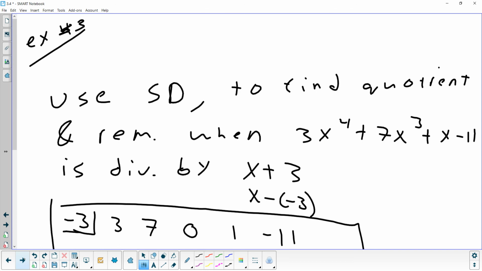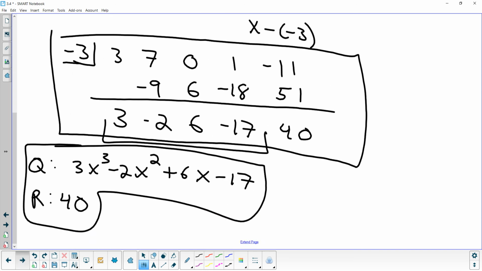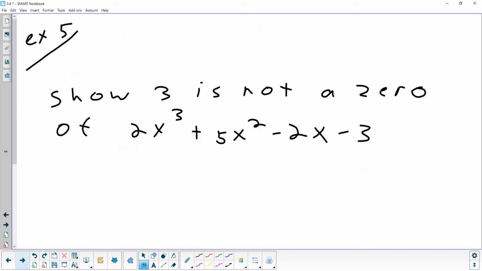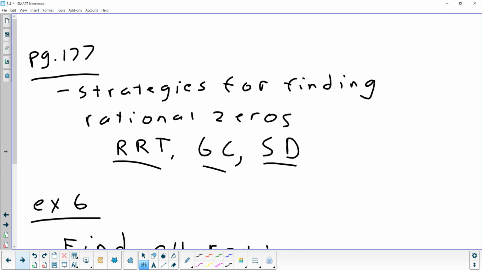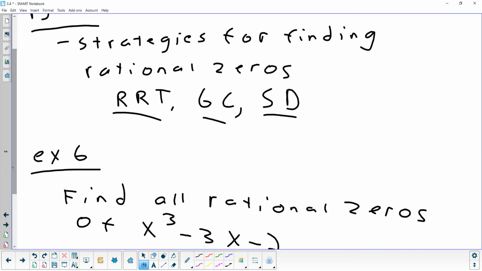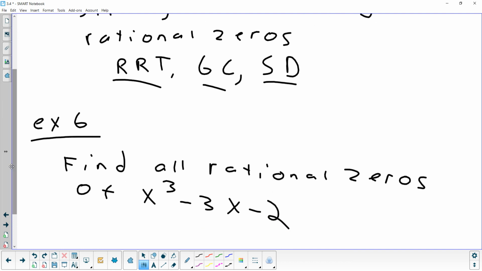So now let's try example 5. I'm going to skip that one. This is technically example 5. But they're not giving you any hints this time. They're not telling you what number is a root. You have to find it yourself using the P over Q.